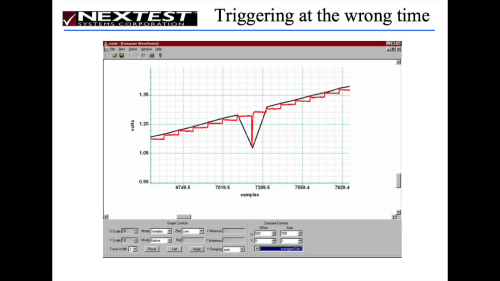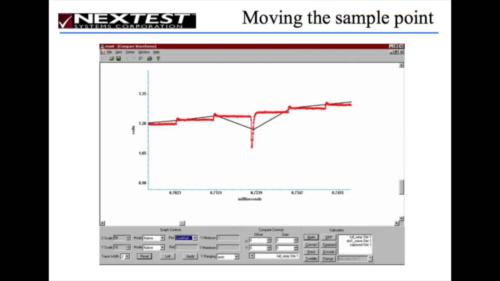Okay, so that's a problem, right? The DAC is working properly. It's just there's a big glitch in the transition from 3F to 4.0. So what do we do about it? Well, we trigger it at a different place. And so here's what we do. We just trigger it at a different place.